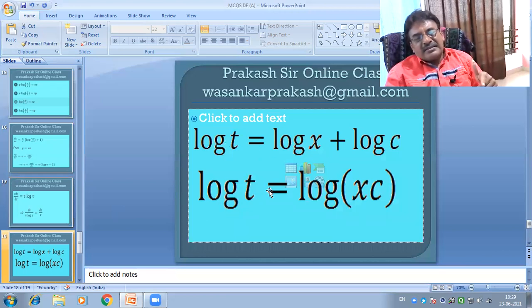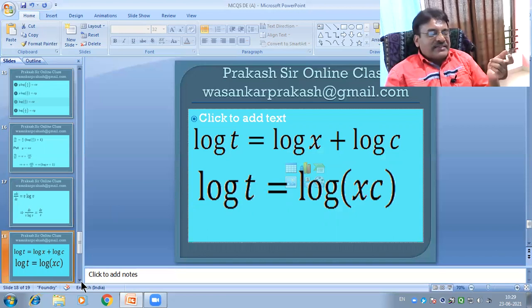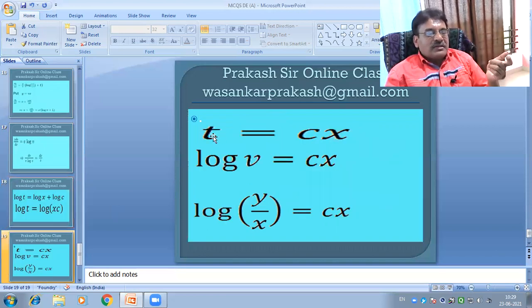Then here log t as it is, which is equal to log m plus log n equals log m into n, so log x into c. Log gets cancelled, so t is equal to xc, or cx. And then we put t equal to log v. So again putting t equal to log v, log v is equal to cx. But v is equal to y by x, because we put y equal to vx. Therefore v is equal to y by x. So log y by x is equal to cx.